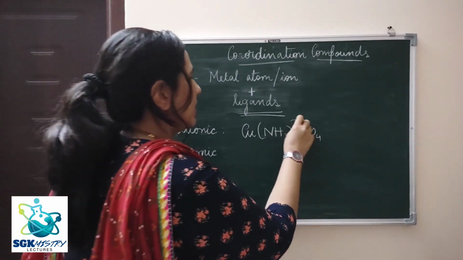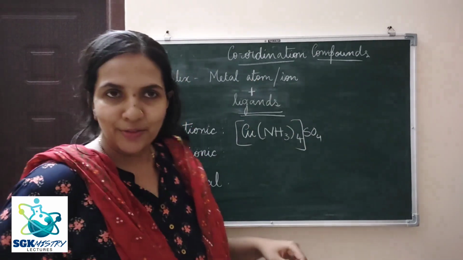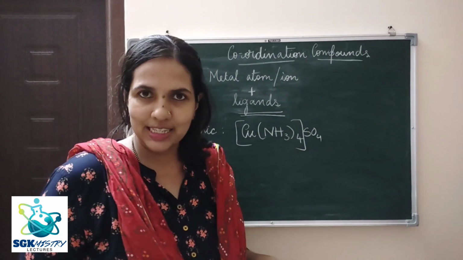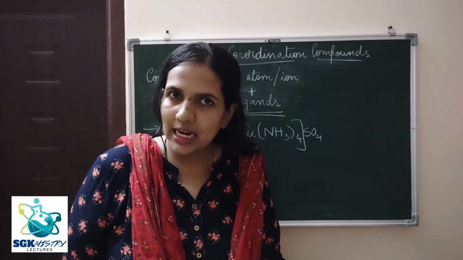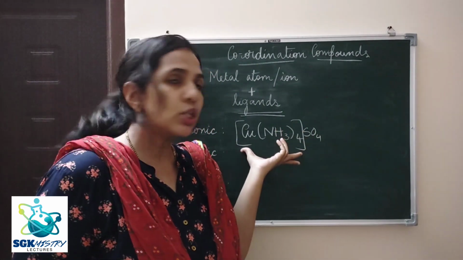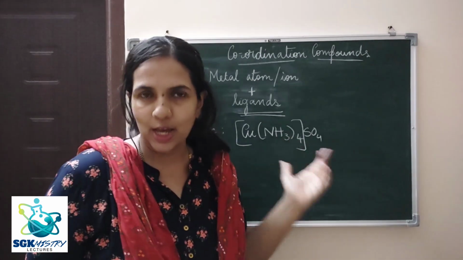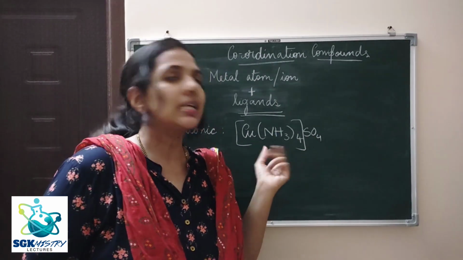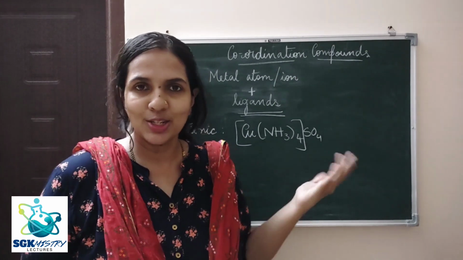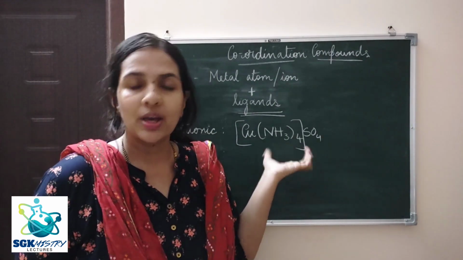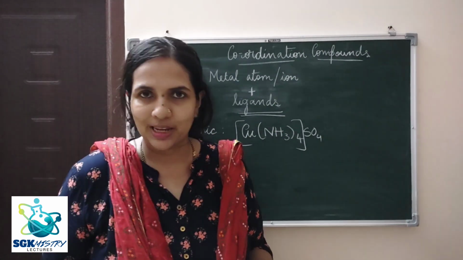We have this particular cuprammonium sulfate as the example. We know that sulfate is negatively charged, so of course the overall charge on this complex ion should be positive. So the complex ion here carries a positive charge, so this particular compound belongs to the cationic complexes.